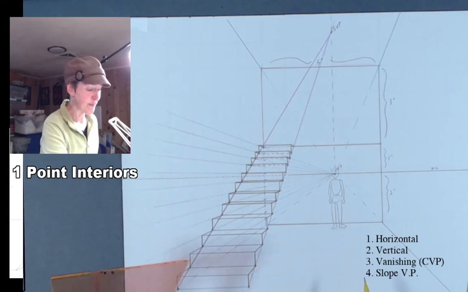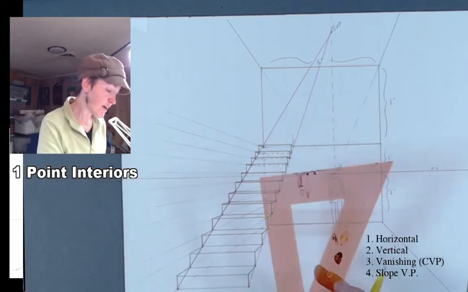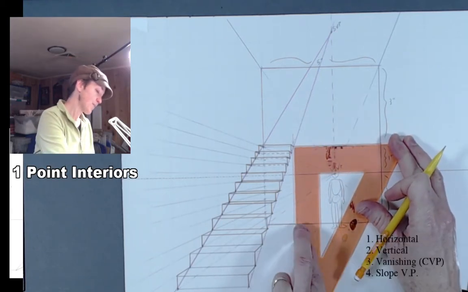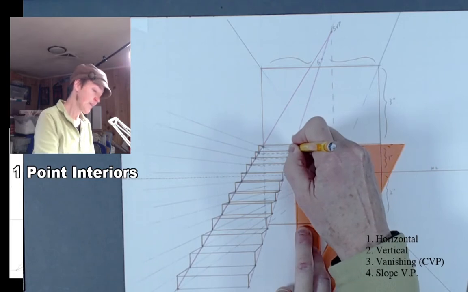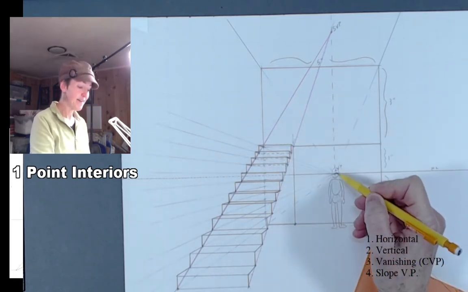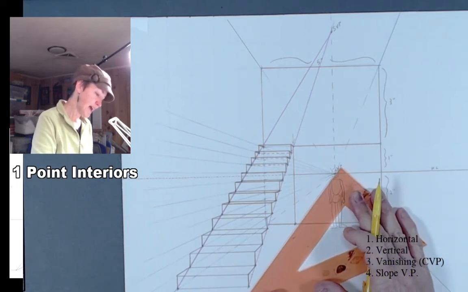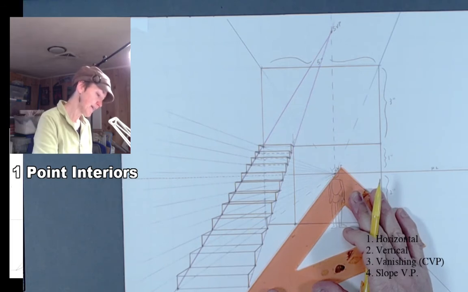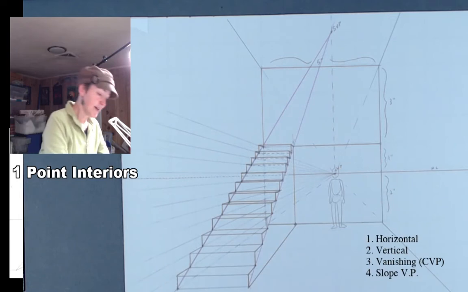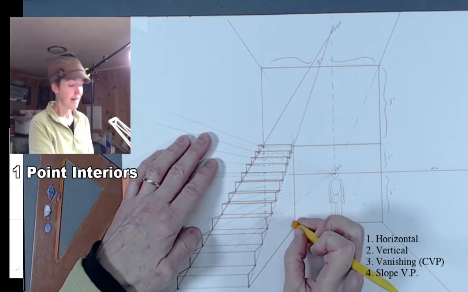So what we'll do is, from this point where the steps attach to the loft area, we'll just draw a vertical straight down until we hit the ground plane where the back wall meets the ground. And then from this point, we connect back to our central vanishing point and just extend it out until we hit this bottom step. And that will make it feel like there's a wall there that the step is attached to. And again, erase any lines that are confusing things.